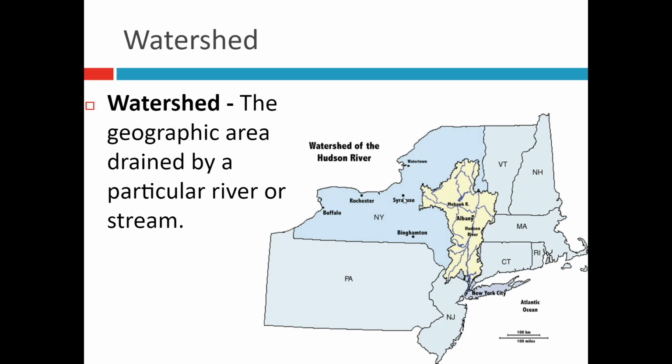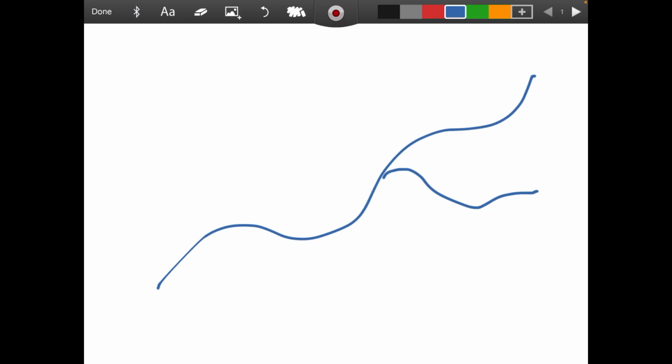Now, what I'd like you to do is sketch a watershed, and I'll show you that right here. Here's my river, okay, my main branch of my river. It has a lot of tributaries. Tributaries are feeder streams that come into it, okay, and they kind of look like branches on a tree. So just draw a bunch of those.